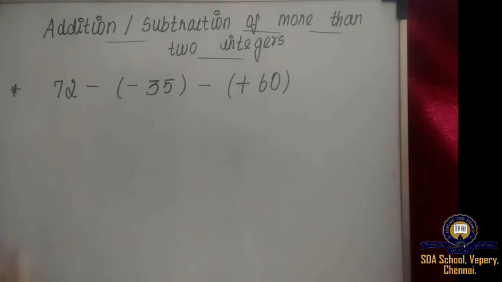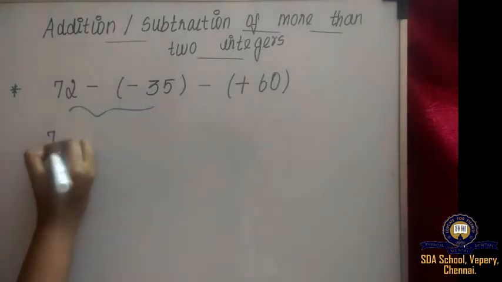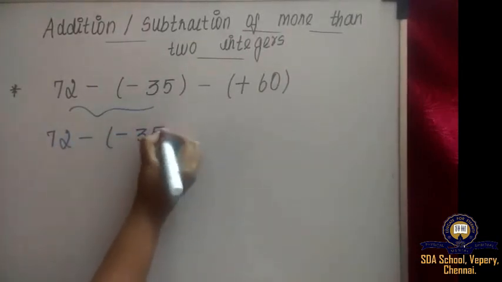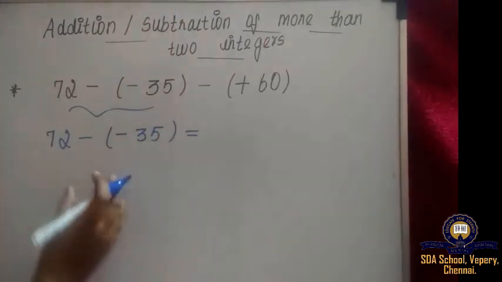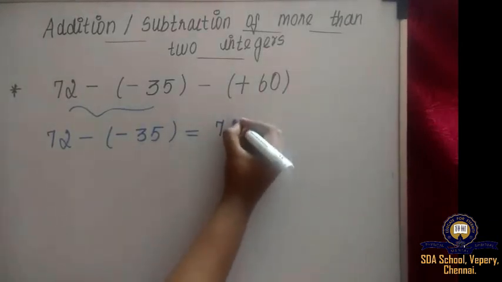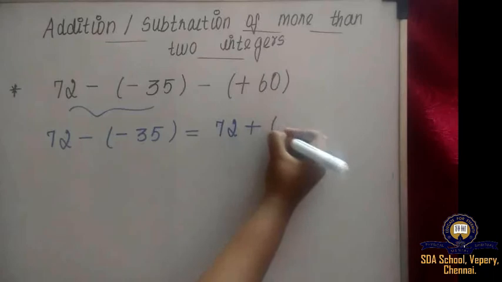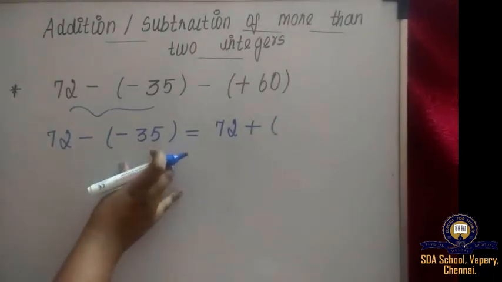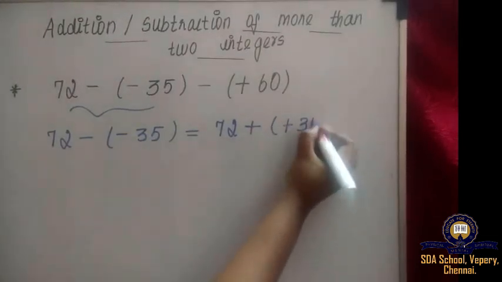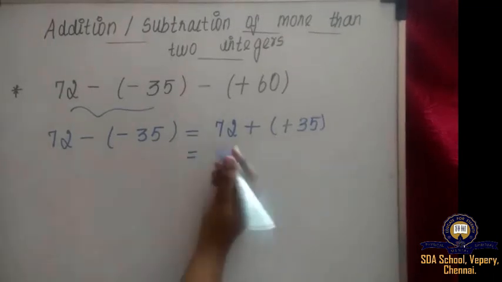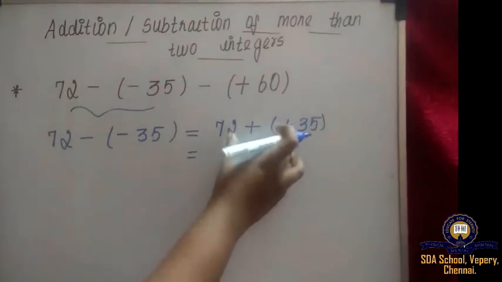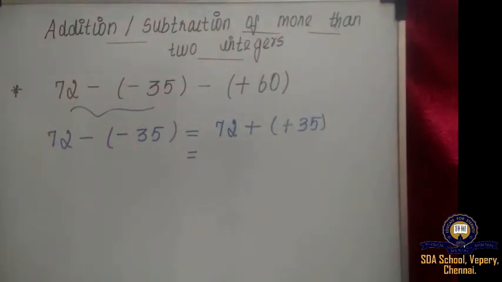So first we will take the first two integers, 72 minus 35. So this is subtraction. So first we will change to addition. So you have to keep the first number as such, plus the second number you have to get the opposite sign. So it is minus 35. So it will be plus 35. So 72 plus of plus 35. Both the integers have the same sign to be positive. So we have to add their absolute values.